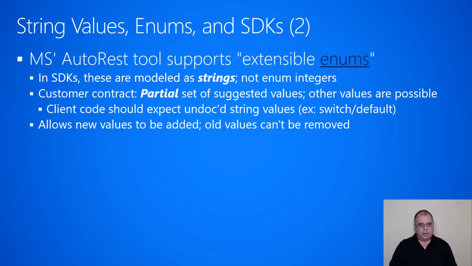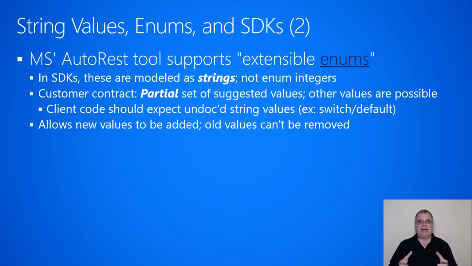A little bit more about string values, enums, and SDKs. Microsoft's tool to process OpenAPI is called AutoRest. And this tool has some enhancements to it that are not part of the standard OpenAPI specification. One of the things that it has is called extensible enums.